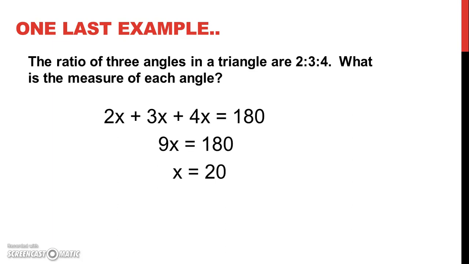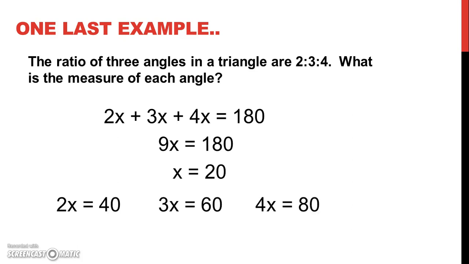So what is the measure of each angle? Well, 2 times 20 is 40 degrees. 3 times 20 is 60 degrees. 4 times 20 is 80 degrees. So my three angles are 40, 60, and 80.